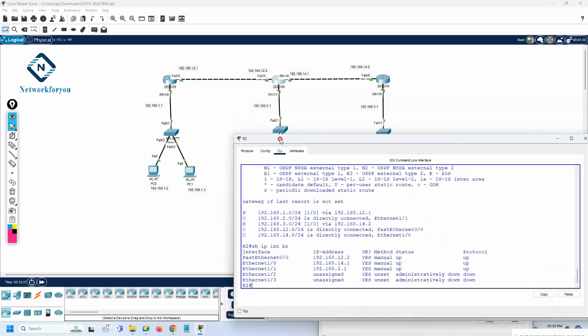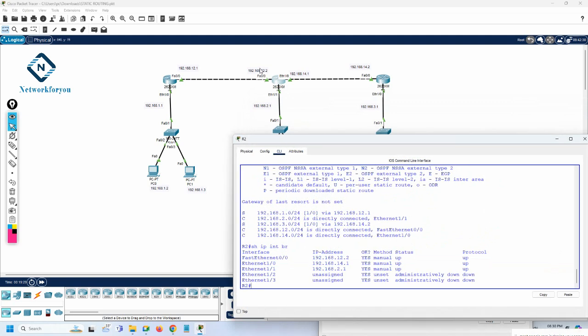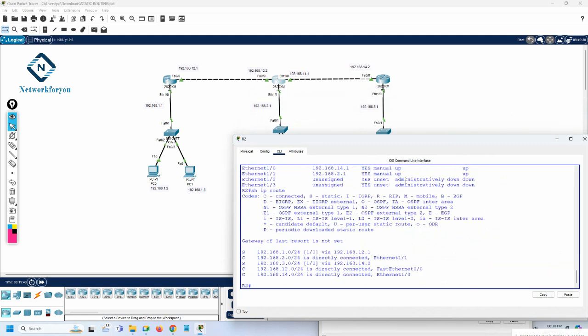Here, if you see, F0/0 should be 12.2. Ethernet 1/1 should be 2.1, so this is correct. E1/0 should be 14.1, so this is also correct. The IP addresses are correct. Now we can write show ip route just to verify.